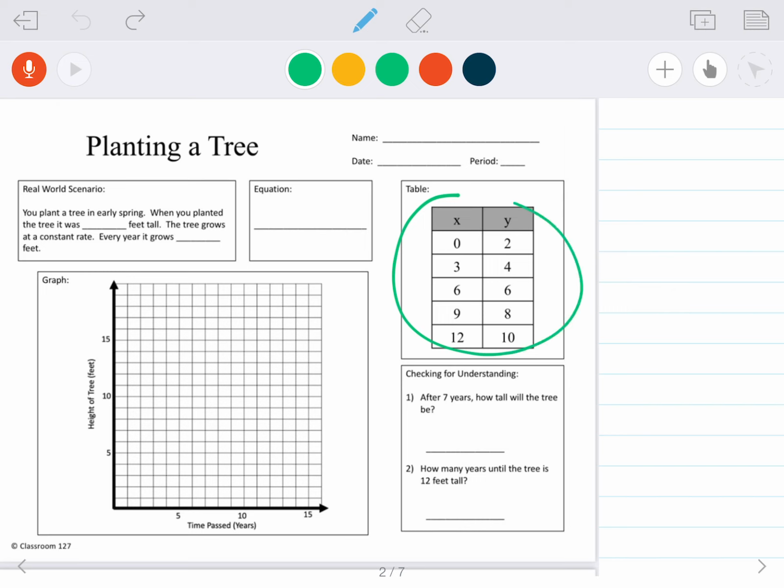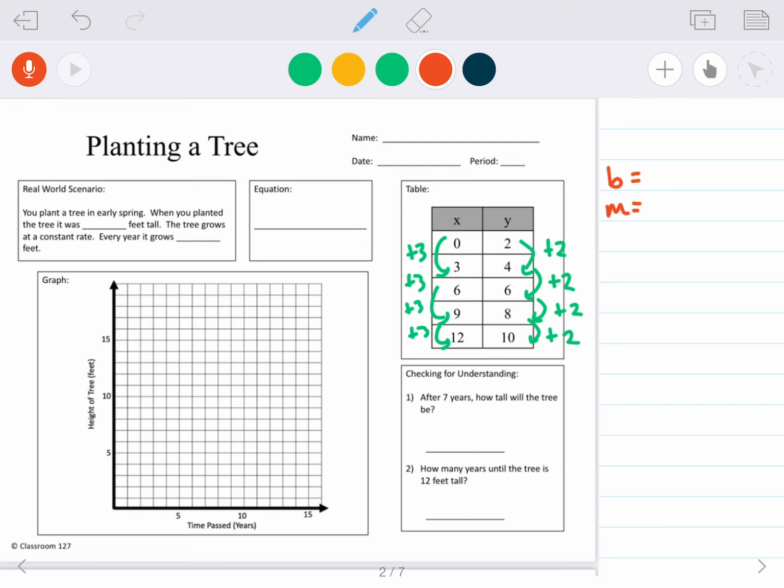Now, we're given the table right here. And what we can see is that every three years, what's happening is we're increasing by 2. So we're increasing by 2 as x increases by 3. So because we're increasing by a constant rate per unit of time, this is linear, right? So when we graph this, it's going to be in the shape of a line. So what we need to know is, first of all, what is the slope of this line? And what is the y-intercept? All right, so we need b and we need m.